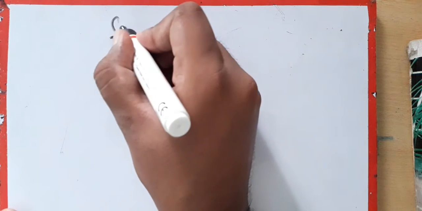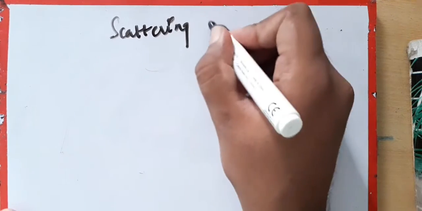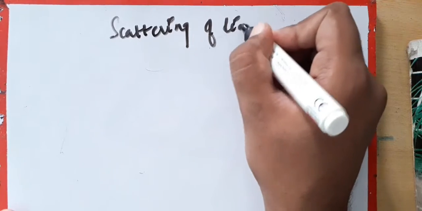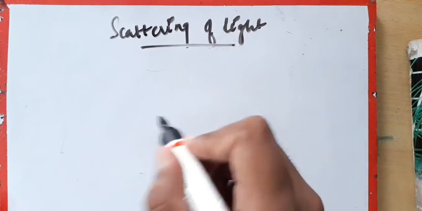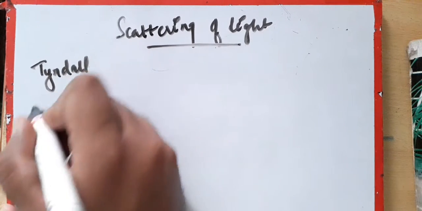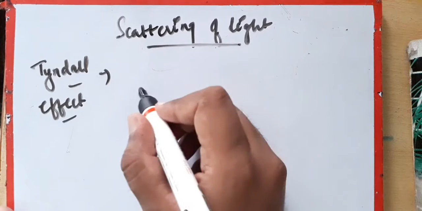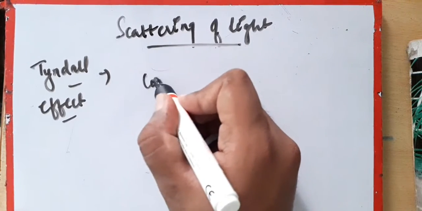So hello everyone, today we are going to discuss scattering of light. To understand scattering of light, we have to understand the Tyndall effect. Right? You must have seen the Tyndall effect. What is the Tyndall effect? We can observe it through a colloidal solution.